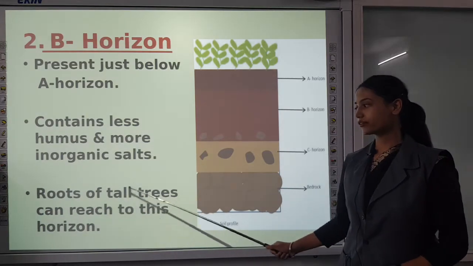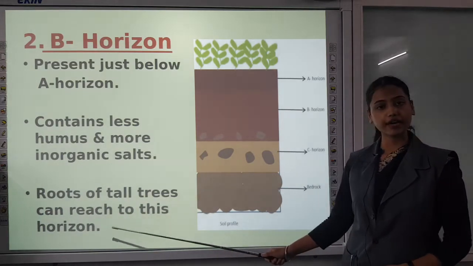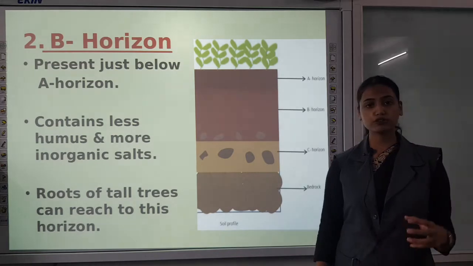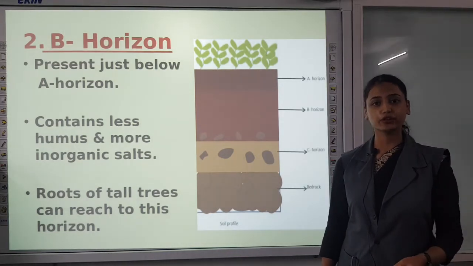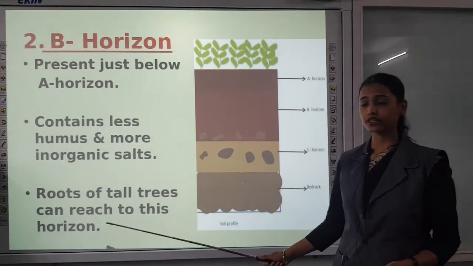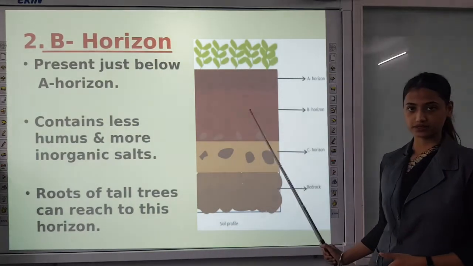Roots of tall trees can reach to this horizon because the roots of tall trees penetrate deeper into the soil, and it goes till where? Till the B horizon.